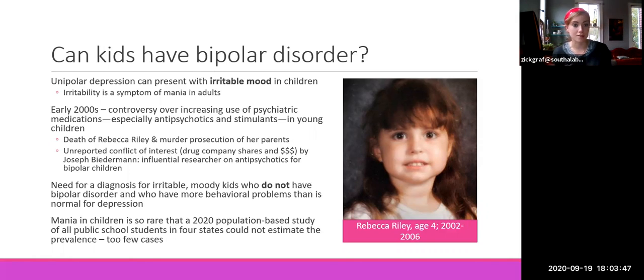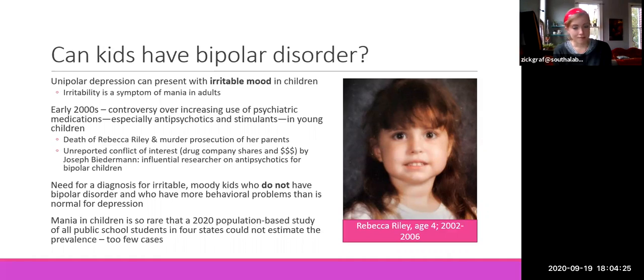in 2006 and 2007. So the first was the death of Rebecca Riley, who was a four-year-old whose parents were accused of murder because they were accused of using her psych medications to tranquilize her, basically. She was prescribed anticonvulsant mood stabilizers, and she had a diagnosis of bipolar disorder. But really, her main behavioral complaint was that she was inattentive, hyperactive, and irritable. So her parents were charged with murder because they were accused of giving her overdoses of her psych medications to keep her lethargic and calm.